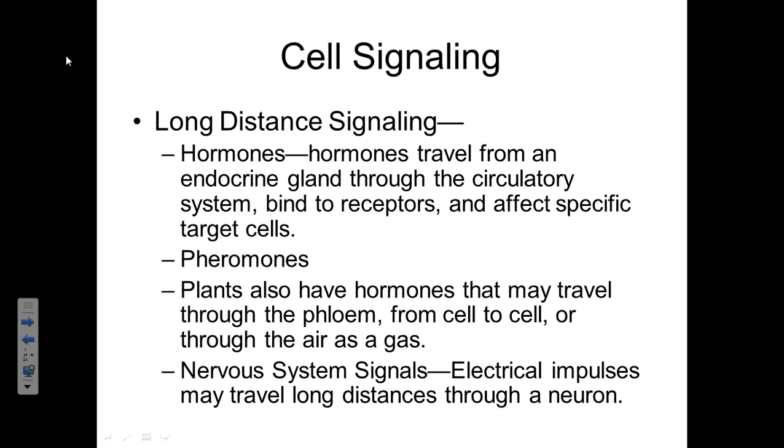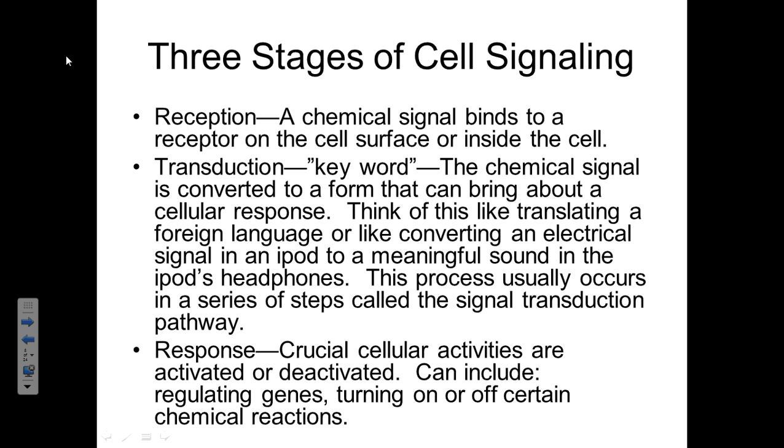So, long-distance signals, things like hormones that travel through what? Through the blood to every cell, but only affect cells with the right receptors. This slide is the most important one. I've said that 100 times. I'll say it some more. Know the steps of cell signaling.